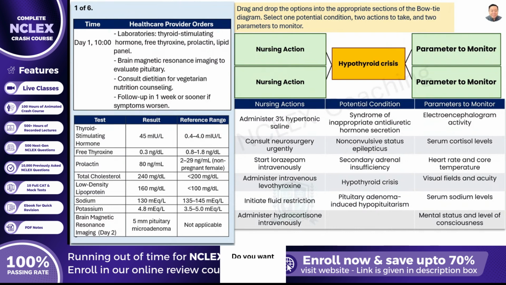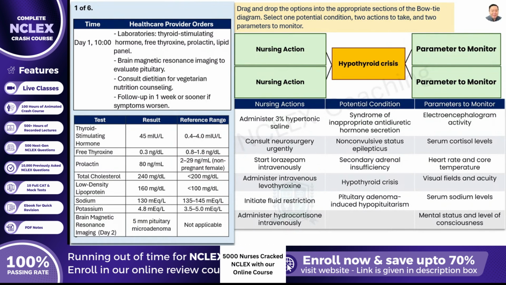Now, if you selected pituitary adenoma-induced hypopituitarism, this is the microadenoma. She has that one. But the pituitary right now is actually trying to help. And that high TSH tells us the pituitary is still working. So the problem is in the thyroid itself. It's not the brain. Now let's move on into the two nursing actions.